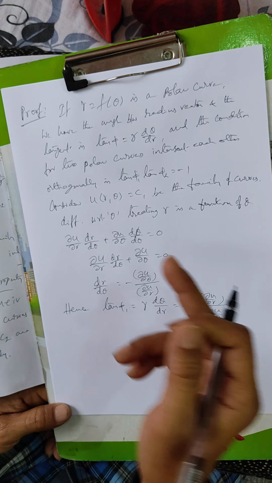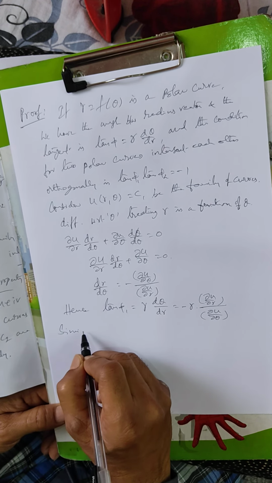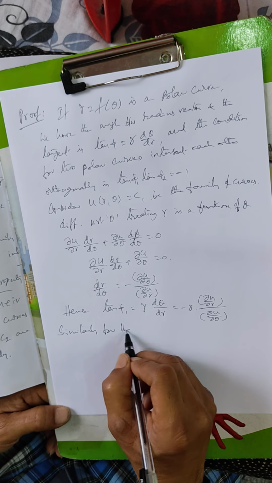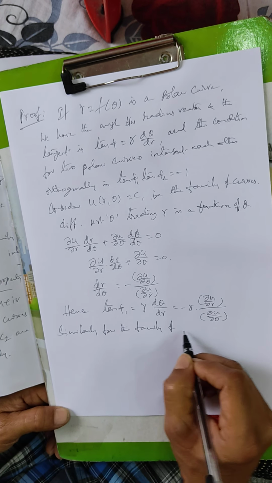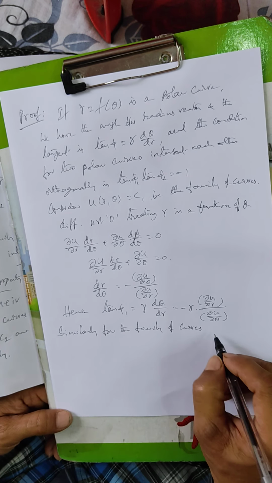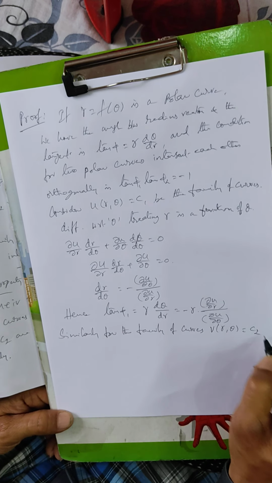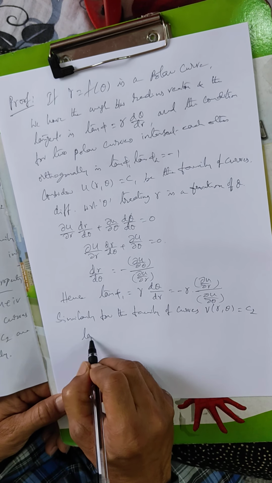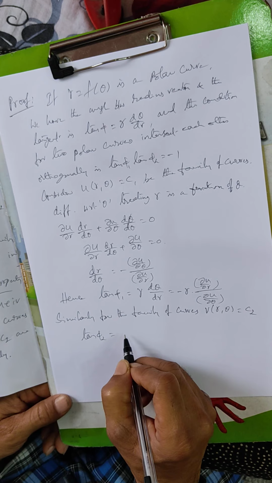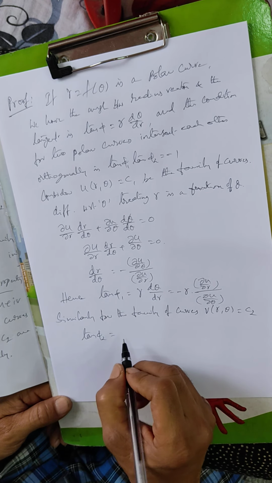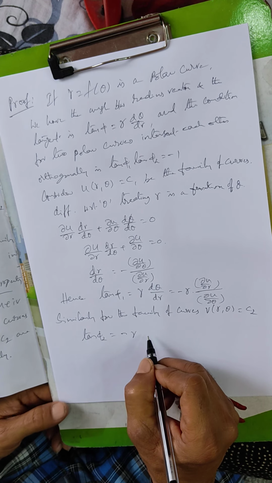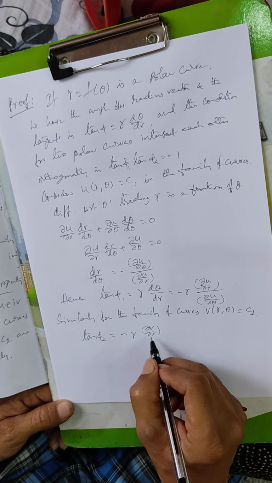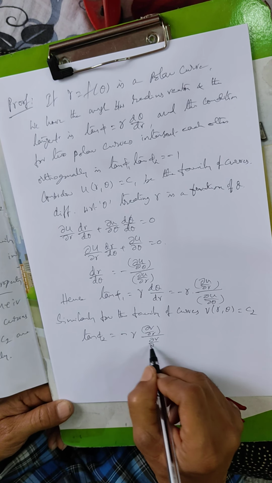So now similarly write for the second curve. Similarly for the family of curves v(r,θ) = c2, we get tan φ2 is equal to minus r ∂v/∂r divided by ∂v/∂θ.